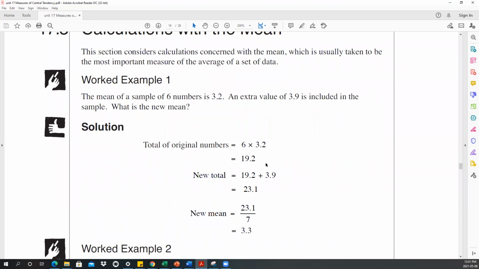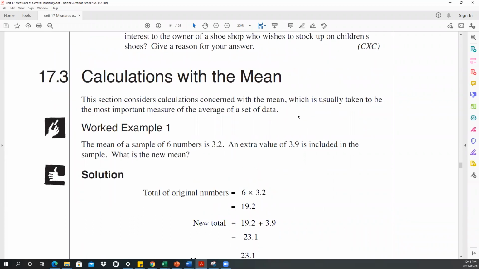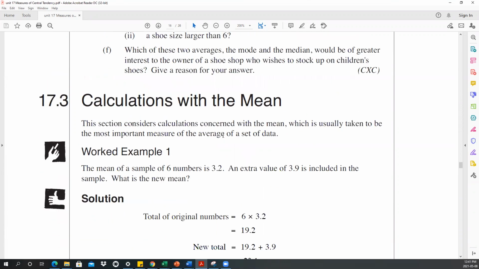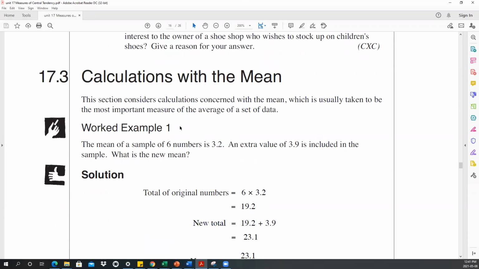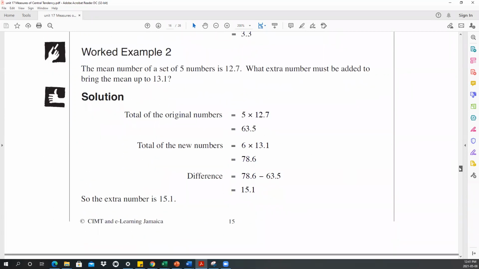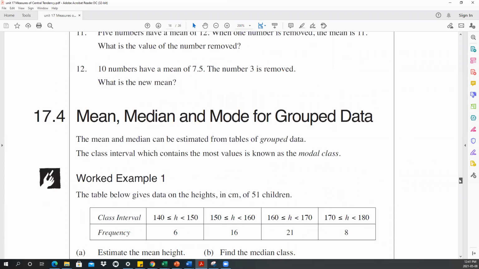Calculations with the mean. I think this is interesting. And hopefully next week, I'm going to give you guys some questions to try, and then we can look at them next week. Let me just go through these examples and then call it a day.